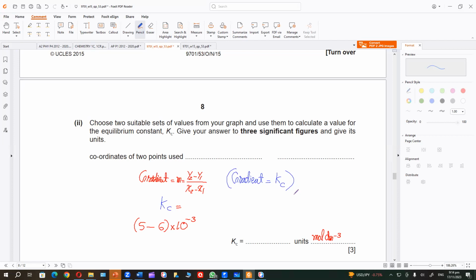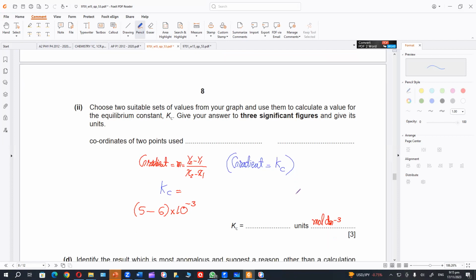I'm getting 5.63 times 10 to the power of minus 3. The range is 5 to 6 times 10 to the power of minus 3.